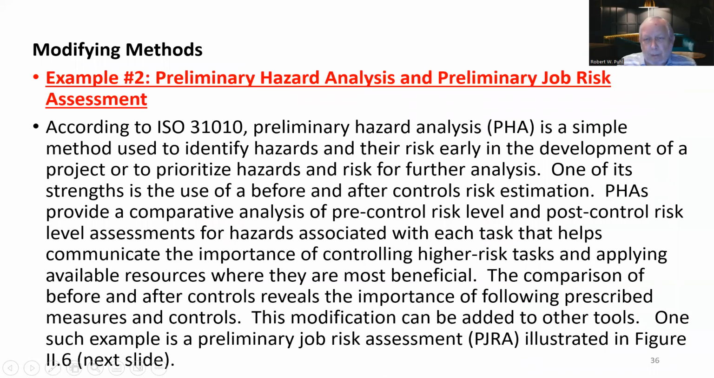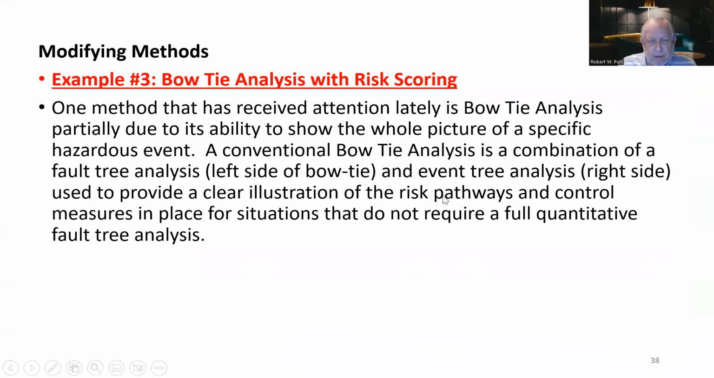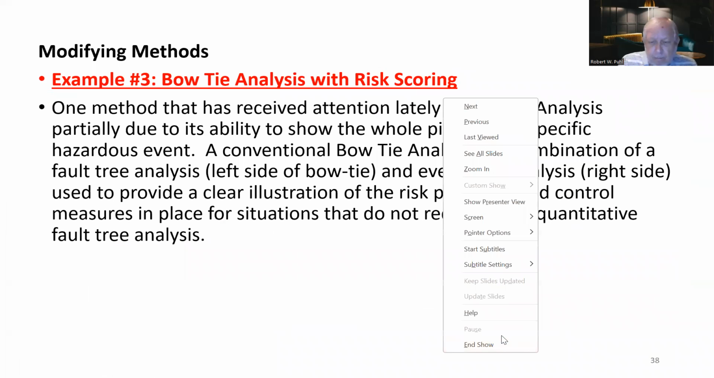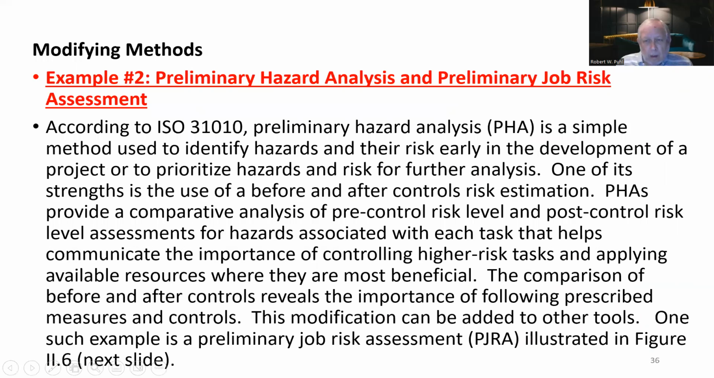Example 2, preliminary hazard analysis and preliminary job risk analysis. According to ISO, PHA is preliminary hazard analysis. Whoops, I'm going the wrong direction, aren't I? Screen there. There's a simple method used to identify PHA. They're calling this a preliminary hazard analysis. It's a simple way to identify hazards and their risk early in the development of a project, or to prioritize hazards and risk for further analysis.